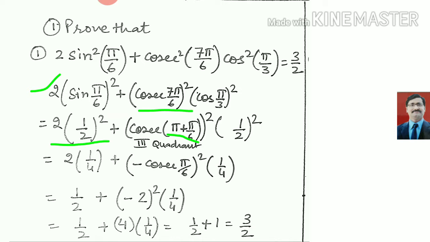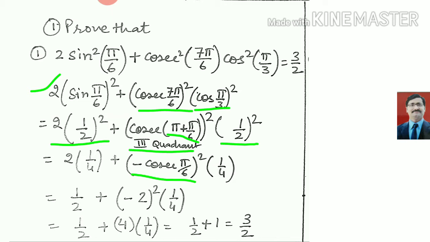More than pi means it is in the third quadrant. Look here, on pi we will not make any change, and in the third quadrant cosec is negative. So cosec (pi plus pi by 6) we will get as minus cosec pi by 6. Now cos pi by 3 is cos 60 degrees, and cos 60 is again 1 upon 2. So look here, we put in all these values.